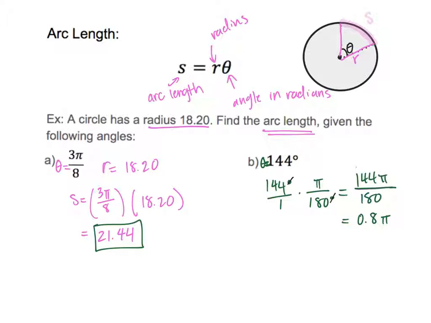Okay, so now that I have my angle in radians, I can plug this into my formula. We would have the radius, which was 18.2, times my angle, so 0.8 pi. If you plug that into the calculator, you're going to get 45.74 if you round to 2 decimal places. And that's it. So basically, in order to use this formula, you need the angle in radians and the radius. All right, now we're going to do a few practice problems from the homework.